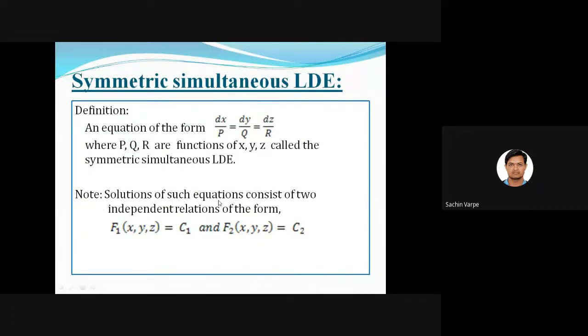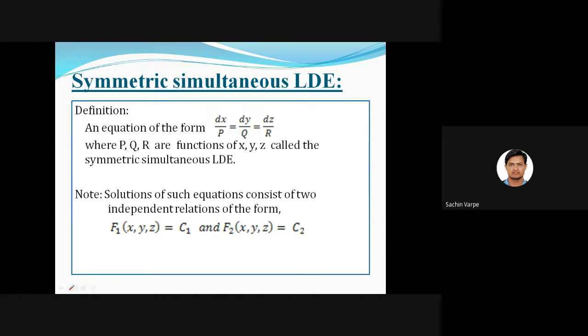The solution of such symmetric equations consists of two independent solutions, as we have seen. That is f1, which is a function of x, y, z, and f2, which will also be a function of x, y, z. Both of these functions f1, f2 are linearly independent. So there can be infinitely many possibilities. Out of those infinitely many, we want only two, any two, which are linearly independent.